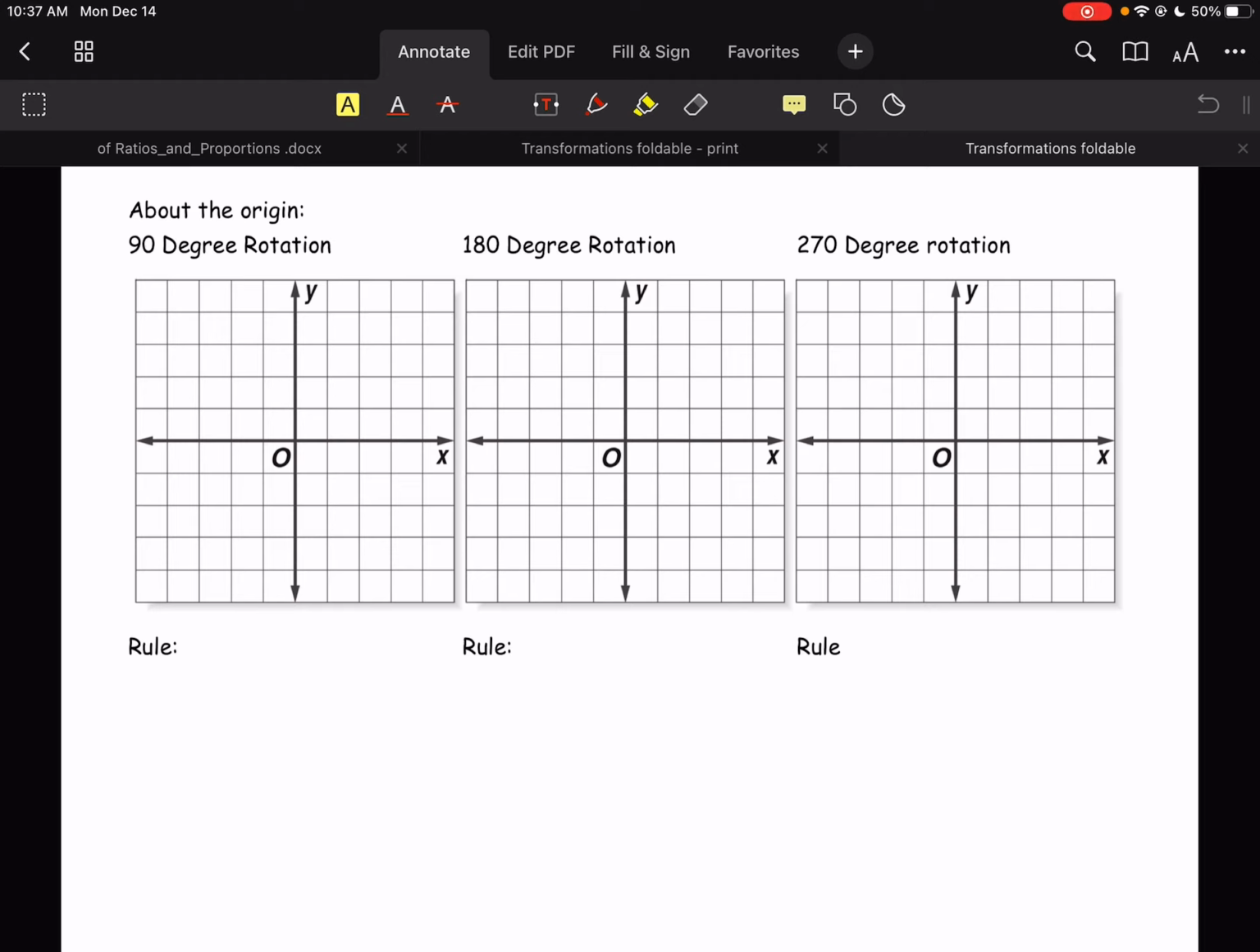So when we are going about the origin, remember about the origin means that we are going around the coordinate 0, 0. Sorry about the bell there. So 90-degree rotation. When we have a 90-degree rotation, we're going to have our objects. I'm going to draw a triangle. You'll want to draw a triangle as well in one of the coordinate planes.